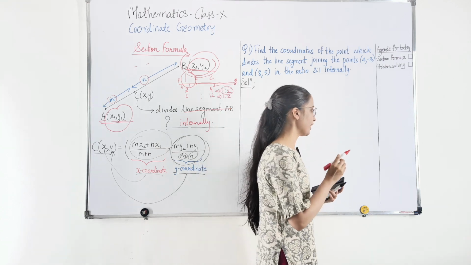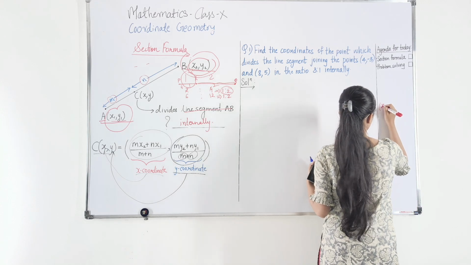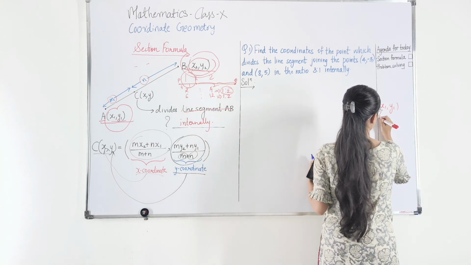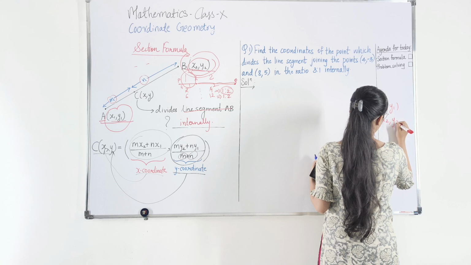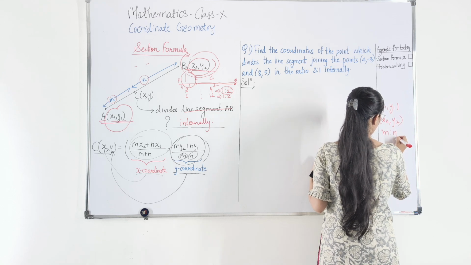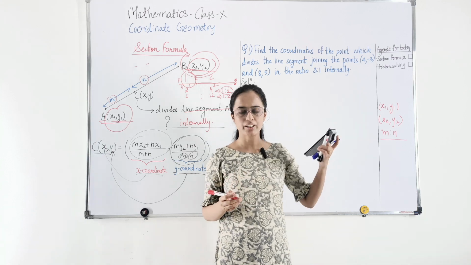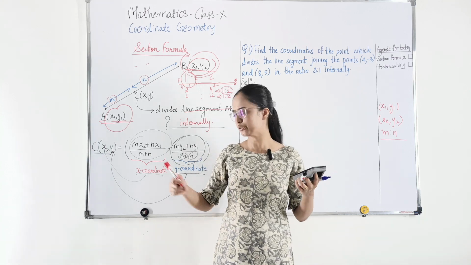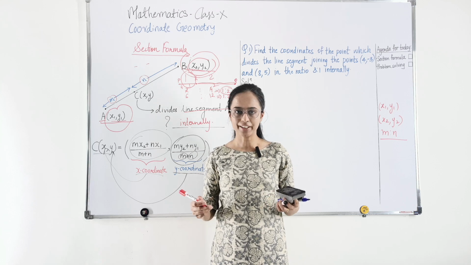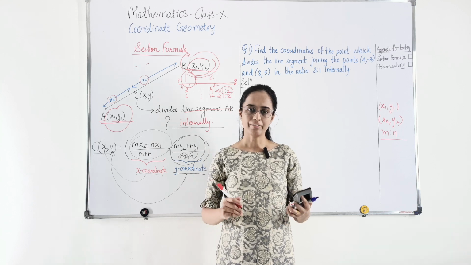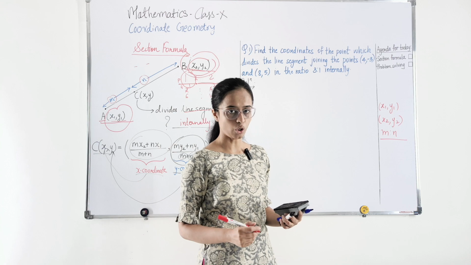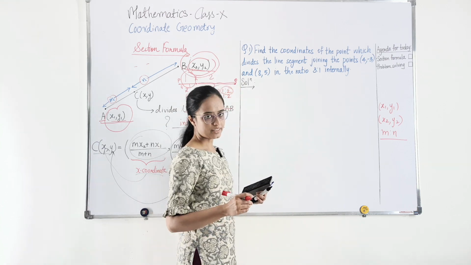Let me write them over here. So what you need is the value for x1 and y1, the value for x2 and y2, and finally the ratio in which the line gets divided. So if the question comes in the exam, you first need to see whether all these three quantities are given. If yes, you can use the section formula to get the coordinates for the point that divides the line segment. Now let's solve the problem using the section formula.